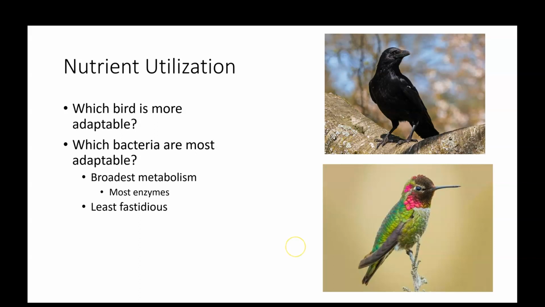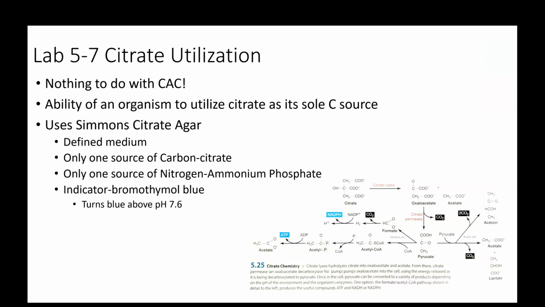All right, so let's carry that concept over to the first of our tests. Our first test is citrate utilization. Here we're looking for the ability of bacteria to utilize citrate. Citrate is a carbohydrate that can be found in the environment. And it's important to point out that this particular test has nothing to do with the citric acid cycle.